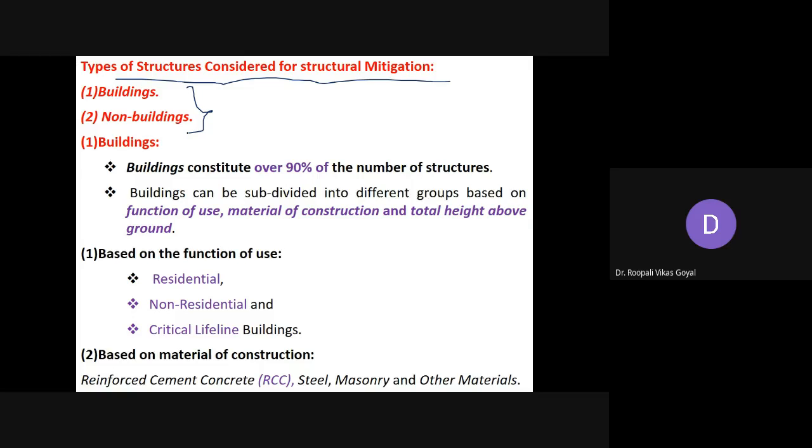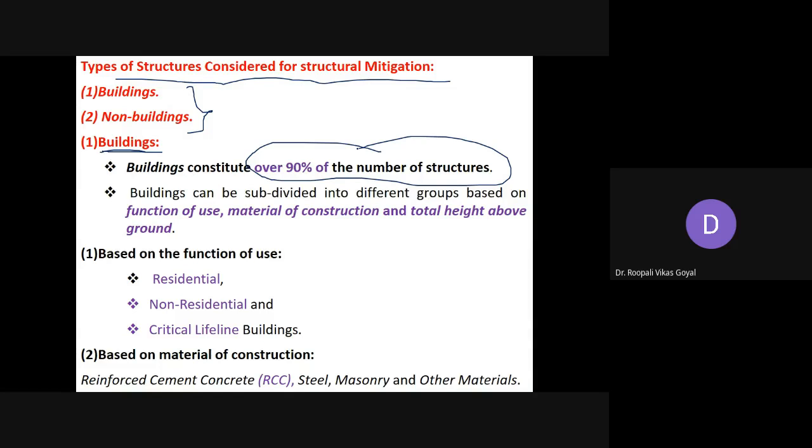The first structure is called building. These buildings are the major part. Buildings constitute about 90% of the number of structures. Of all the structures, mostly 90% are buildings. This building can be subdivided. Subdivisions are also given so that we can group them into different types of building, so that proper structural mitigation or proper structural arrangement can be properly applied.